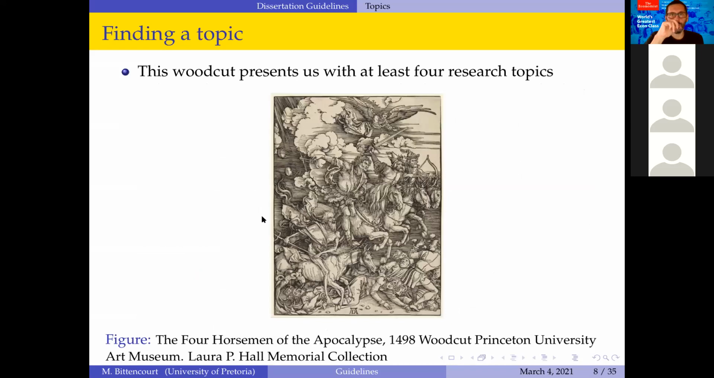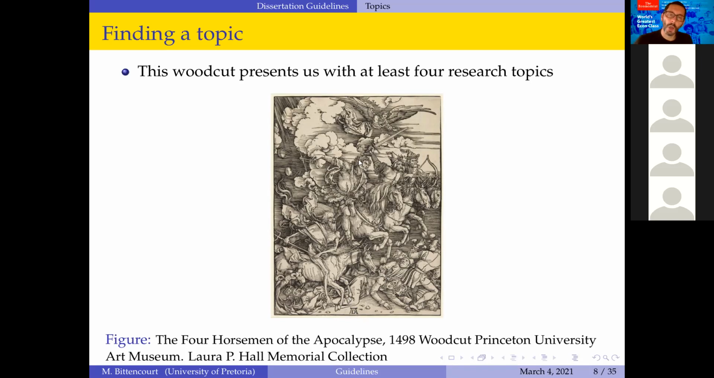Okay. So still on finding a topic, and then I'll stop sharing again. So this is a woodcut. This woodcut here presents us with at least 4 research topics, right? And these are the 4 horsemen of the apocalypse, right? And the person who did this is here. His initials are here, AD, right?